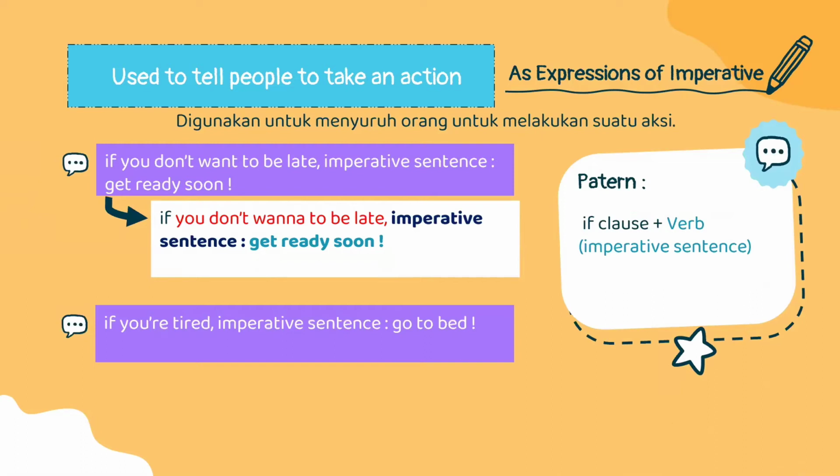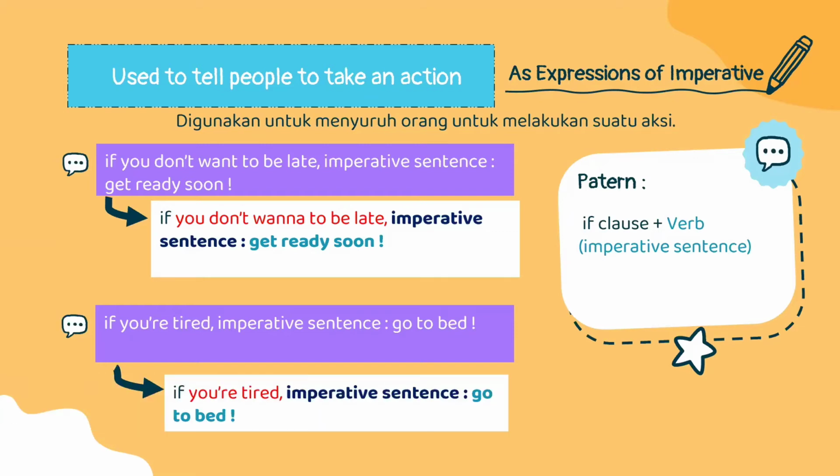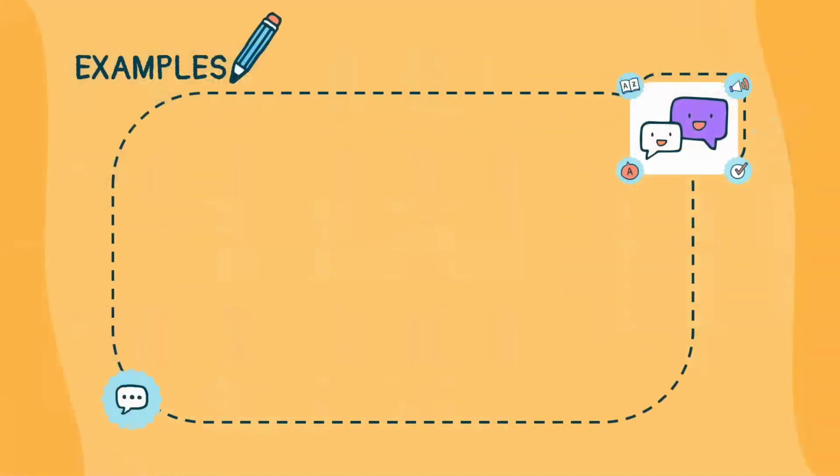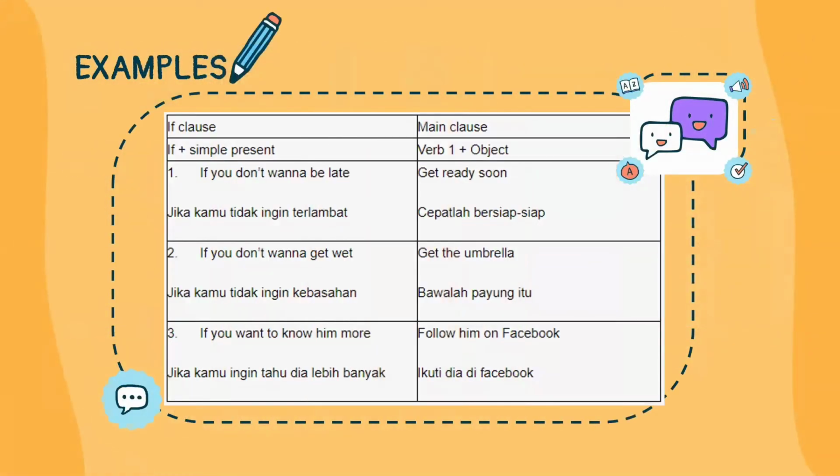If you are tired, imperative sentence, go to bed. If you are tired, go to bed. If you are tired is the if clause. Go to bed is verb, imperative sentence. Okay, more example. If clause, if plus simple present, main clause verb 1 plus object. Okay. Example number 1, if you don't want to be late, get ready soon. Kalau kamu nggak ingin terlambat, cepat-cepatlah bersiap-siap.